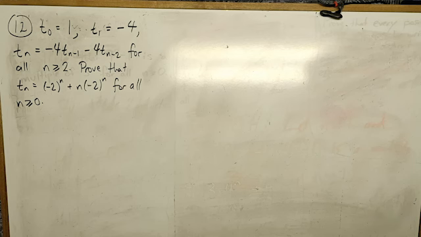So let's work on trying to prove this second question. Just to remind you, t0 is equal to 1, t1 is equal to -4, tn is equal to -4 times tn minus 1, -4 times tn minus 2 for all n at least 2. And our goal is to prove that tn is equal to -2 to the power n plus n times -2 to the power n for all n at least 0.